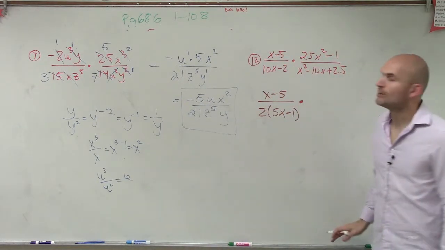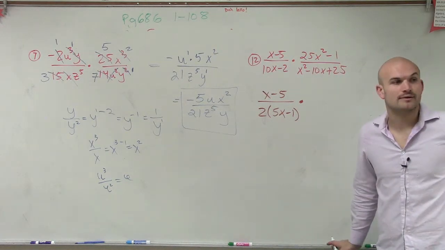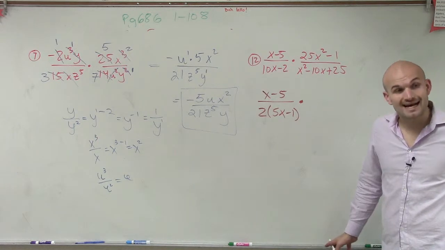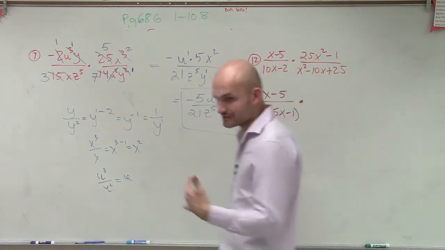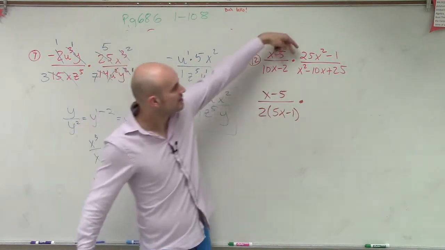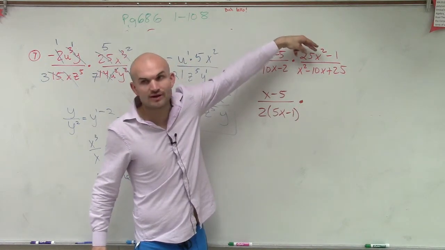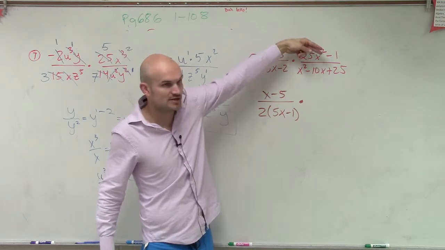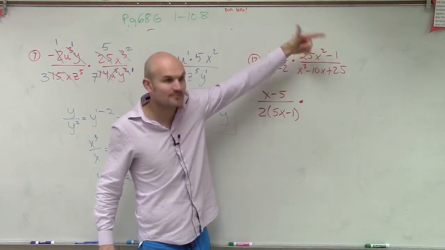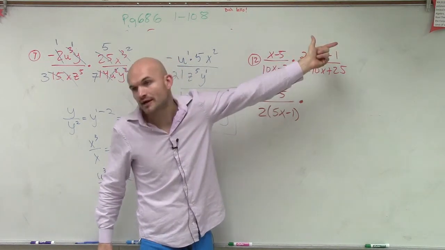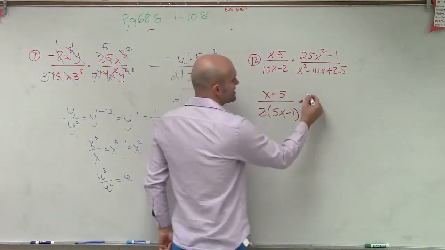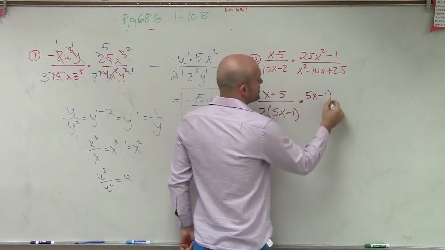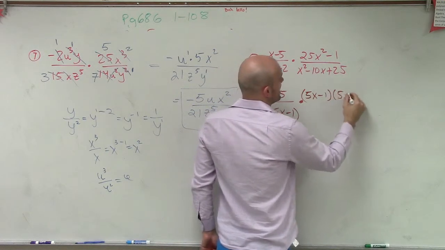Can I factor 25x squared minus 1? Yes, and that is a difference of two squares. I know you haven't had as much experience with difference of two squares, but remember, is 25 a squared term? Yes. Is x squared a squared term? Yes. Is 1 a squared term? Yes, because 1 times 1. So since you have all squared terms and you're subtracting them, you can rewrite this as 5x minus 1 times 5x plus 1.